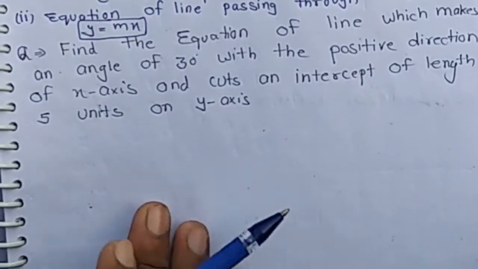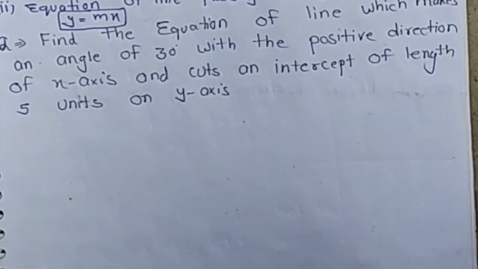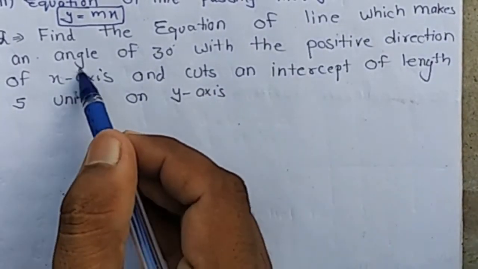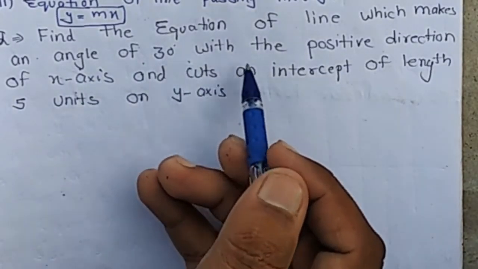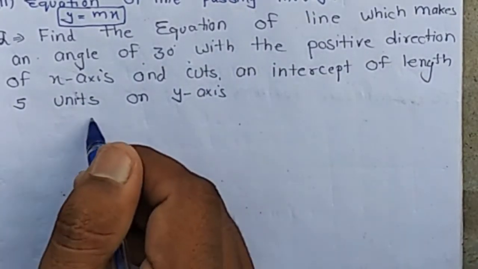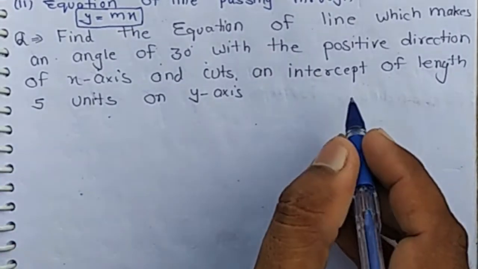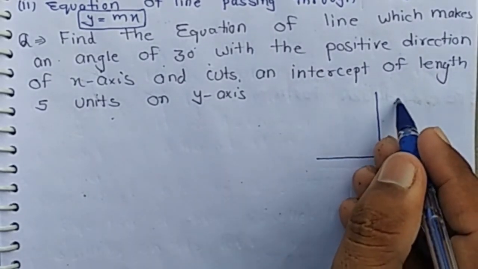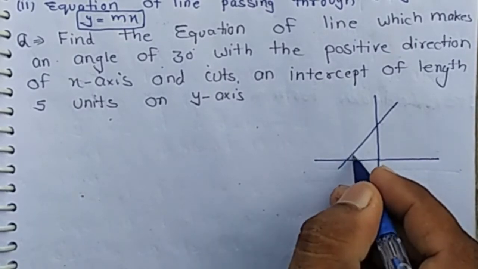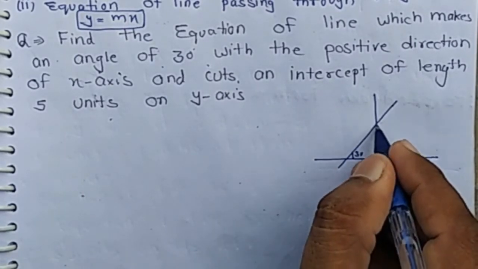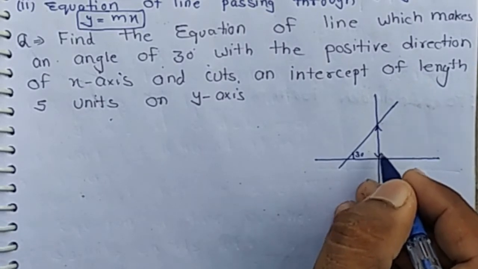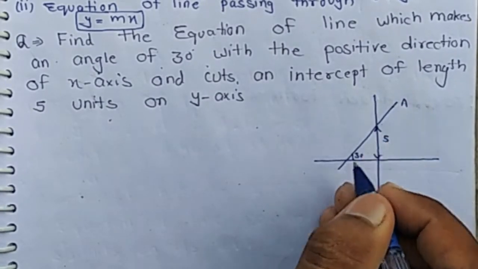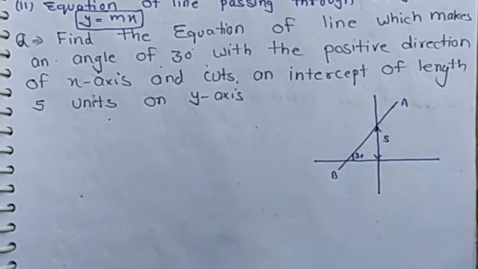Now the question based on this form of line is, find the equation of the line which makes an angle of 30 degrees with the positive direction of x-axis and cuts an intercept of length 5 units on the y-axis. That is, if a line makes an angle of 30 degrees with the x-axis and cuts an intercept of length 5 units on the y-axis, then we have to find the equation of the line.